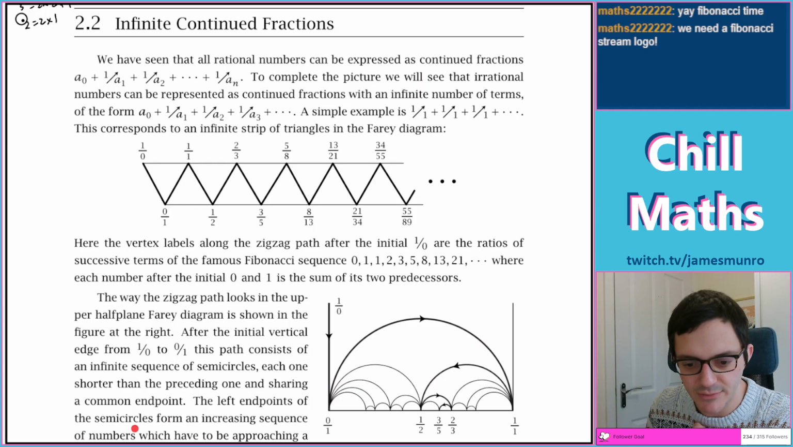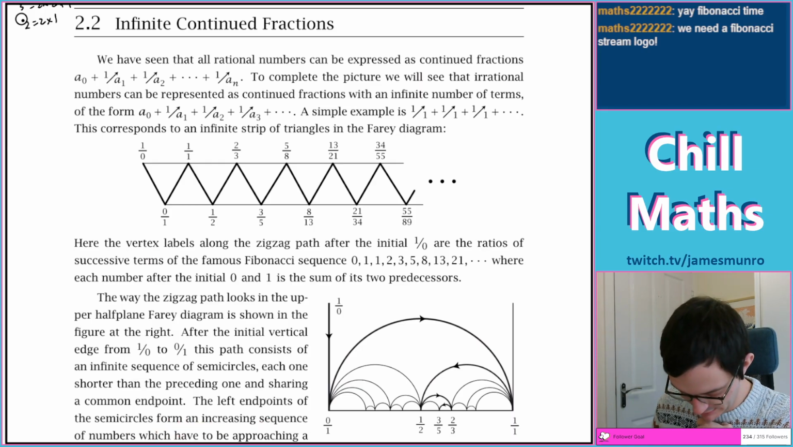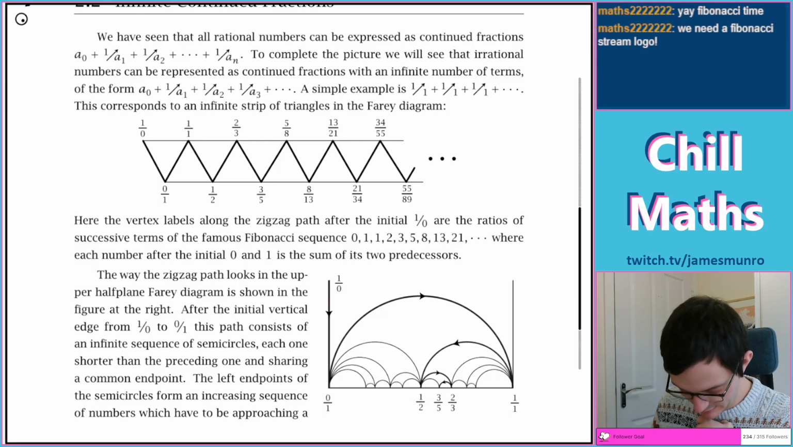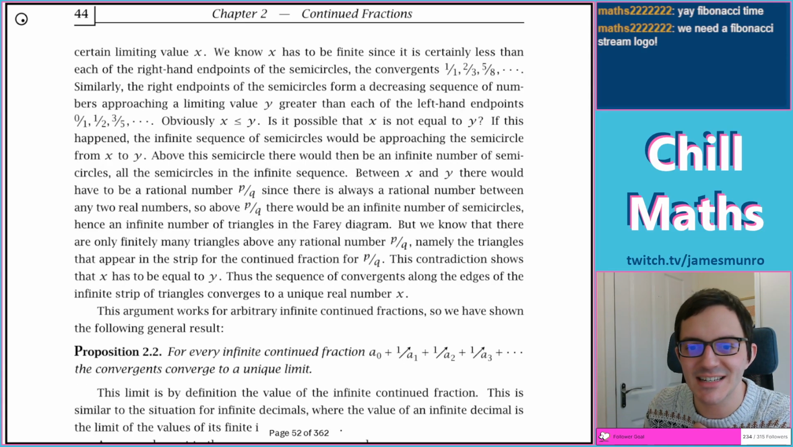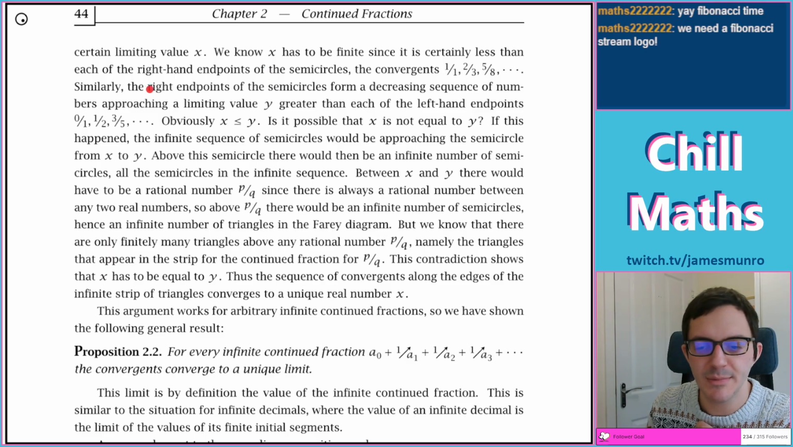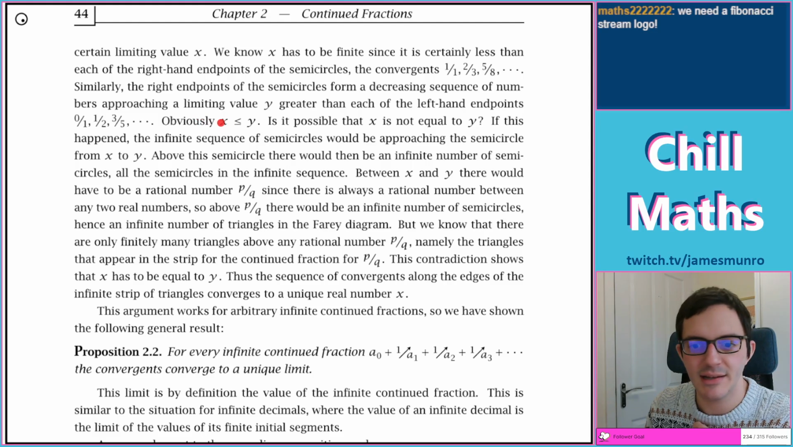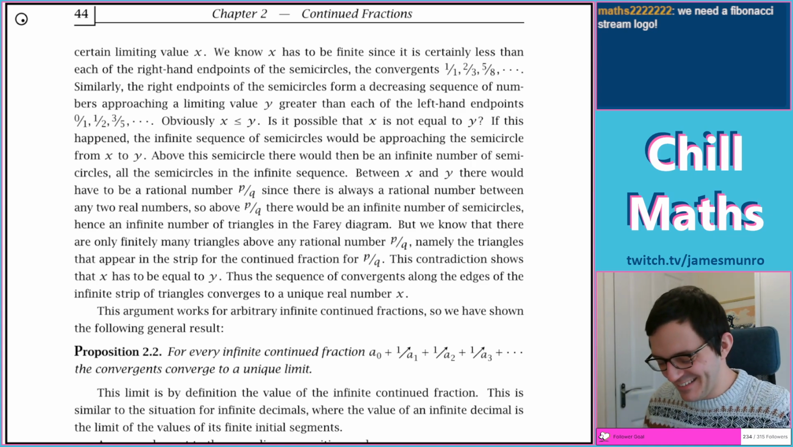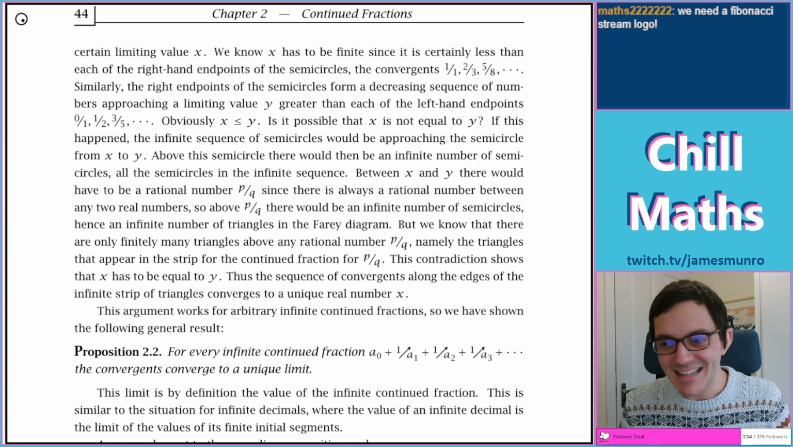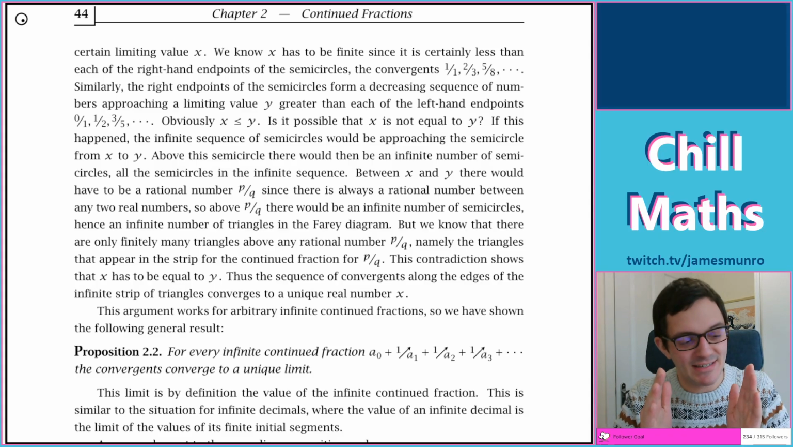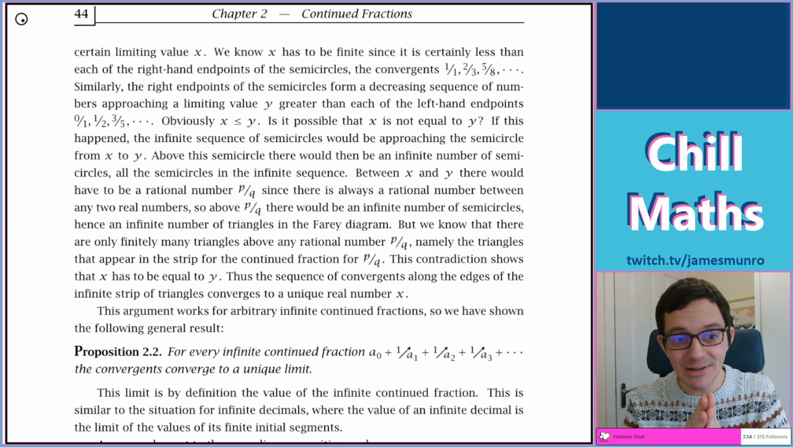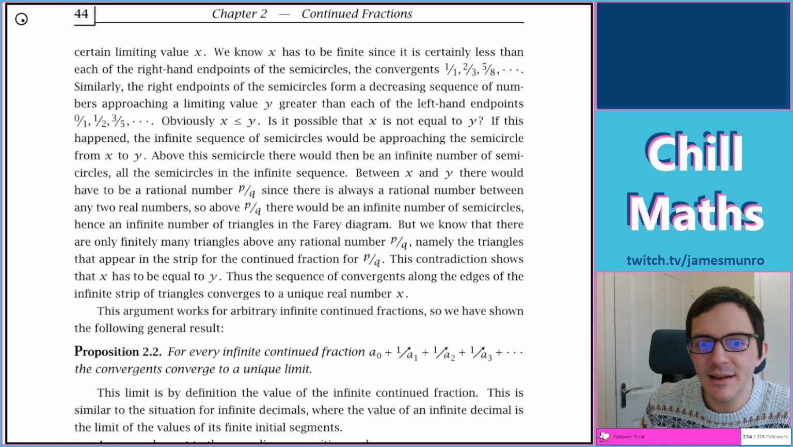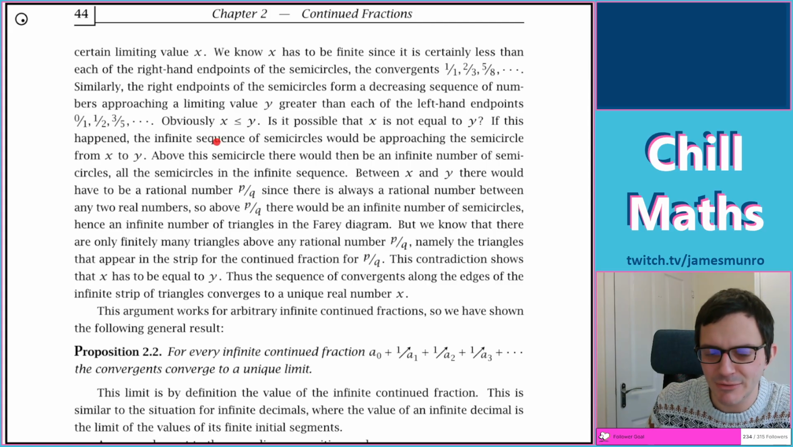Showing common endpoint. The left endpoints of the semicircles are an increasing sequence of numbers which have to be approaching a certain limiting value x. X has to be finite, certainly less than each of the right endpoints. So these converge. Yep. Similarly, the right endpoints are coming down, and the left endpoints are coming in. A question which people who have done analysis will see the trap. The trap is to say, aha, this one's coming in, this one's coming in, they're going to get to the same point, because they could leave a gap. But in this particular case, we've got a sequence coming up and a sequence coming down.